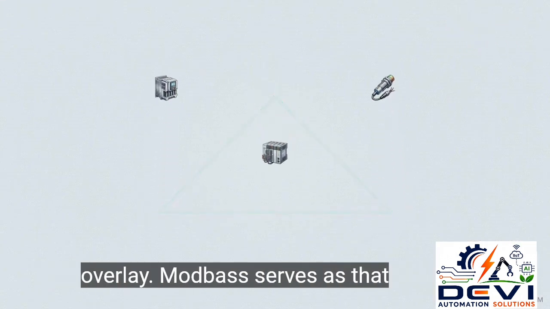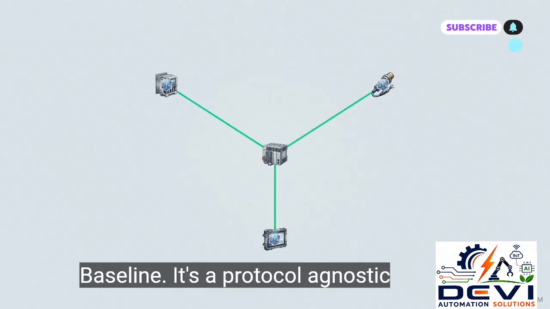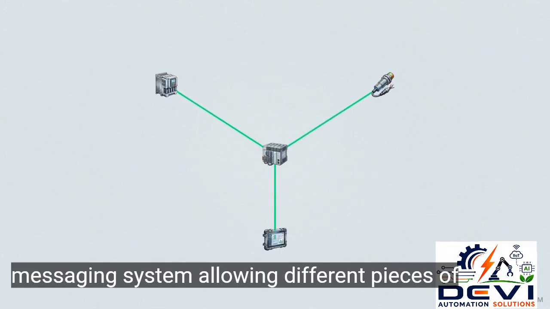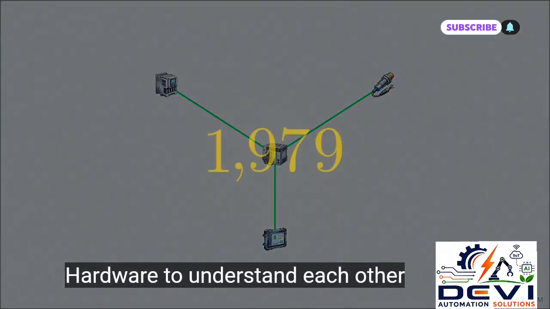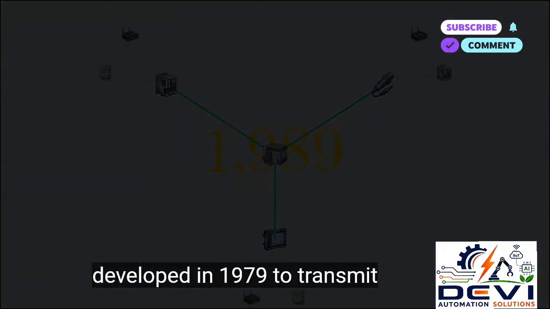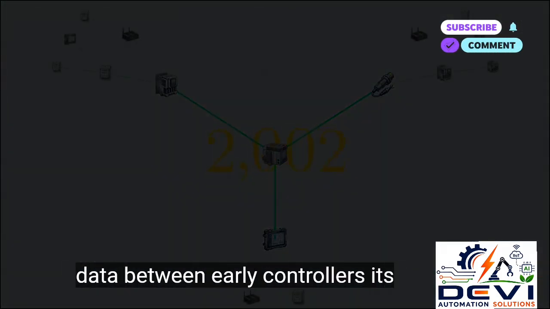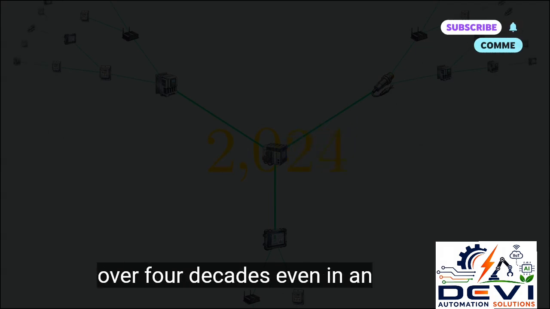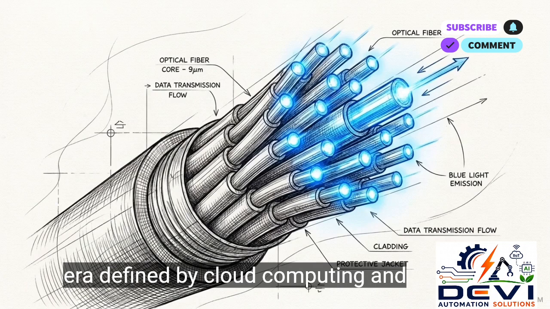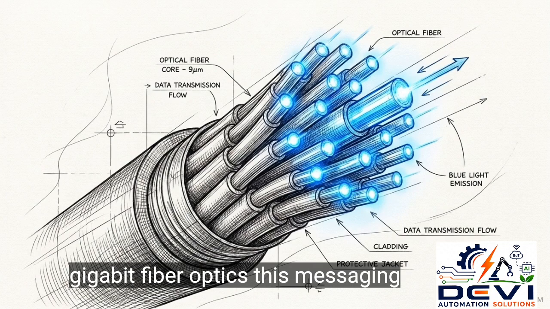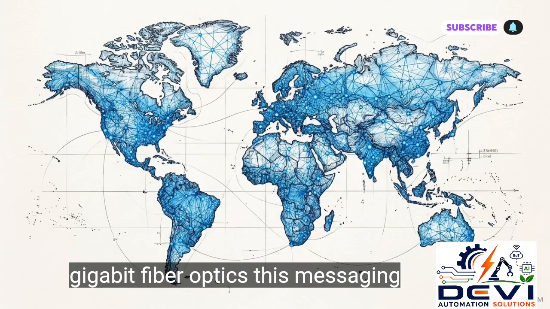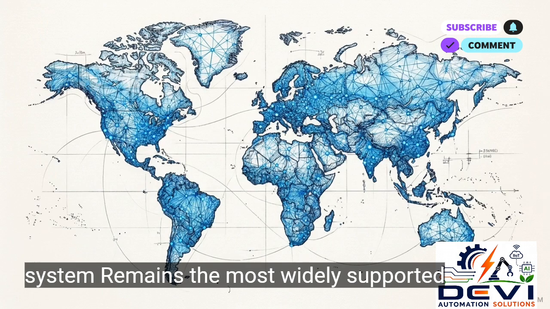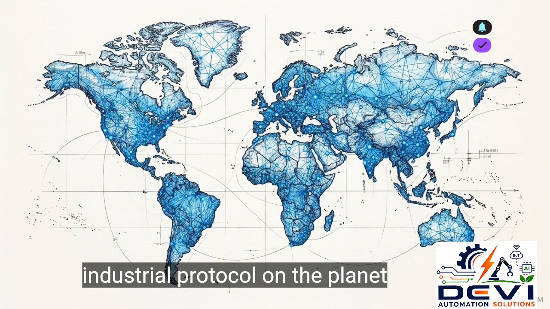In this network overlay, Modbus serves as that baseline. It's a protocol-agnostic messaging system, allowing different pieces of hardware to understand each other. Developed in 1979 to transmit data between early controllers, its core architecture has remained consistent for over 4 decades. Even in an era defined by cloud computing and gigabit fiber optics, this messaging system remains the most widely supported industrial protocol on the planet.